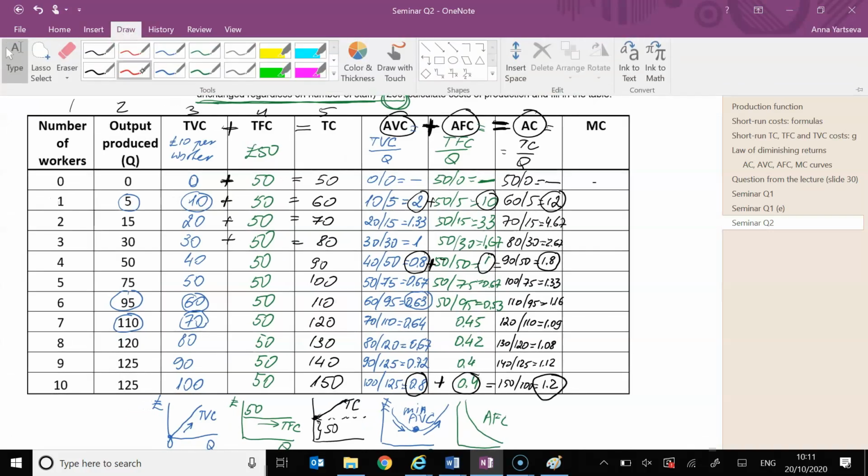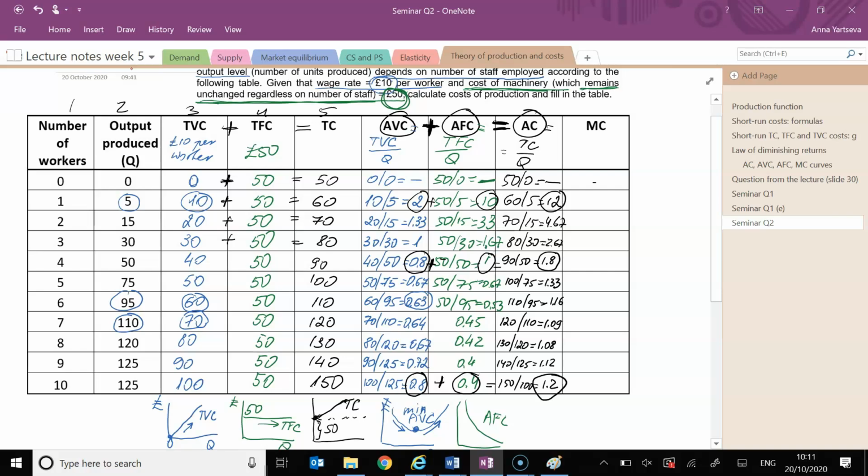For some reason, students struggle with marginal cost quite frequently, but there is no reason to be afraid of it. So marginal cost, remember, is always the additional cost of one extra unit. It shows how total cost will change when output changes by 1 unit. We take change in total cost and divide by change in output.